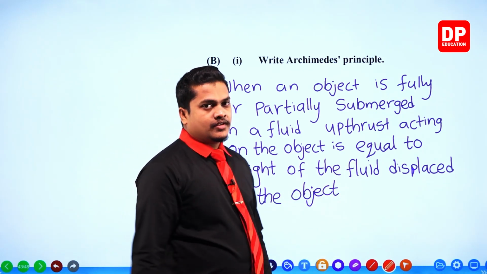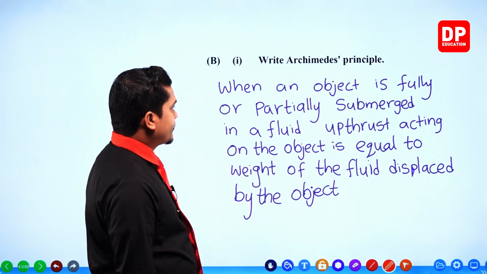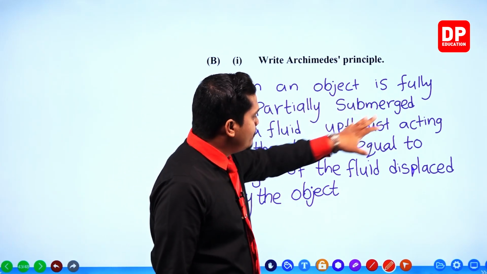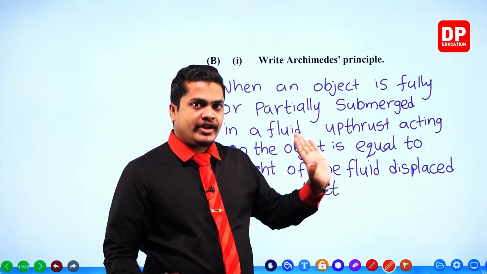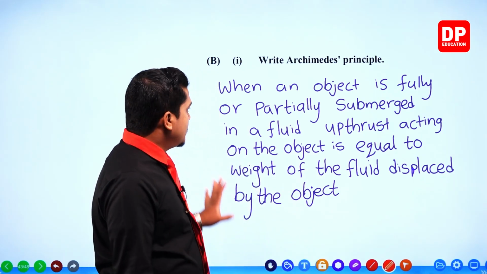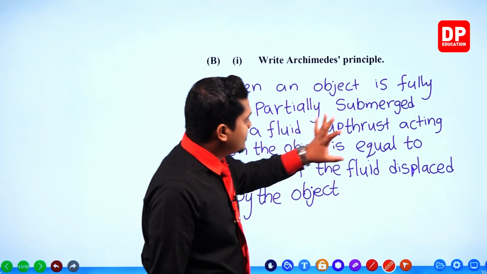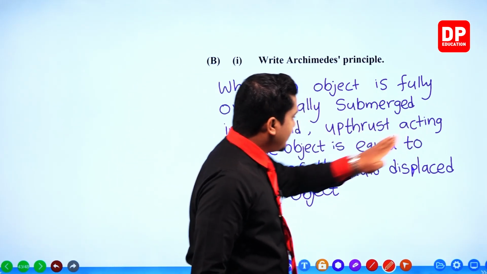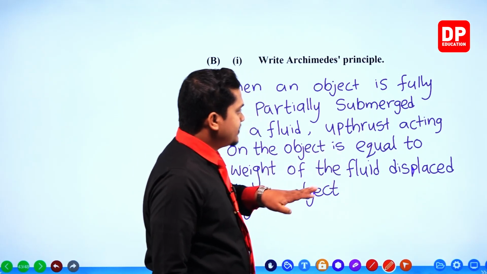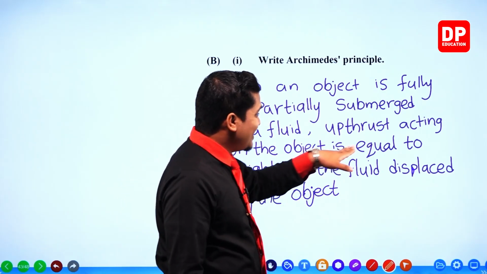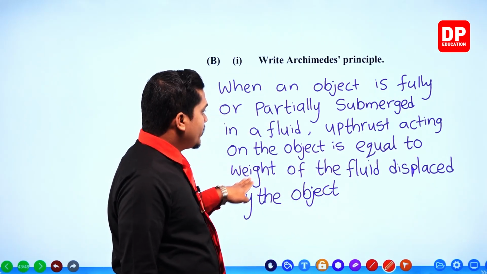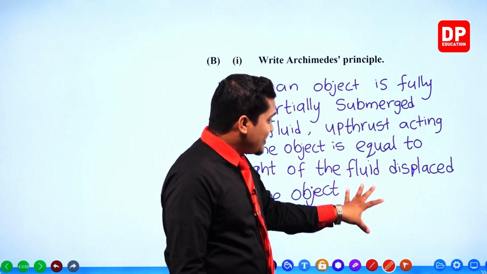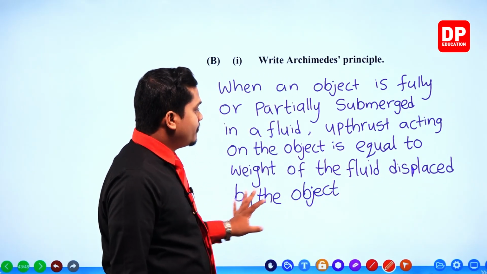Right. So, Archimedes principle, my dear children. When an object is fully or partially submerged in a fluid, instead of fluid, you can use water also, no problem. Okay. So, when an object is fully or partially submerged in a fluid, upthrust acting on the object is equal to the weight of the fluid which is displaced by the object.